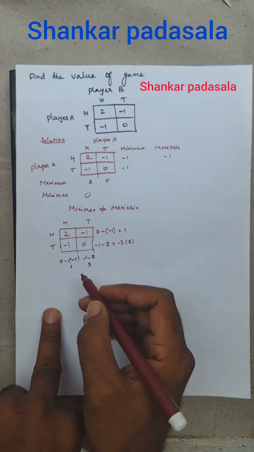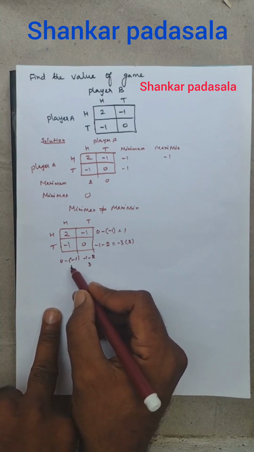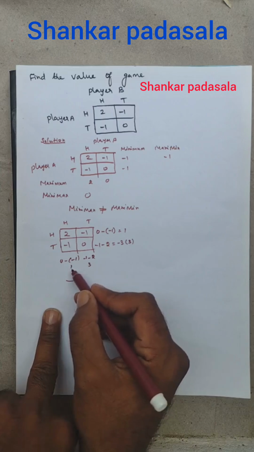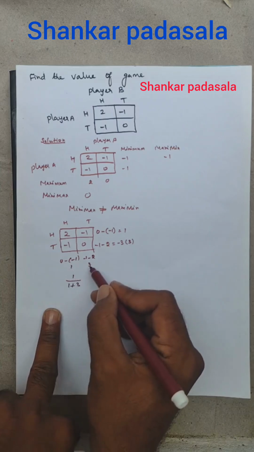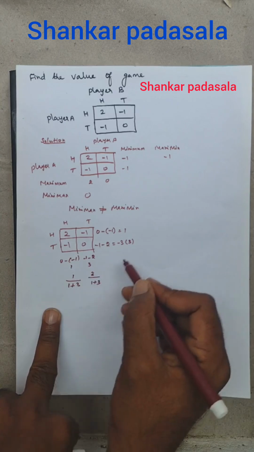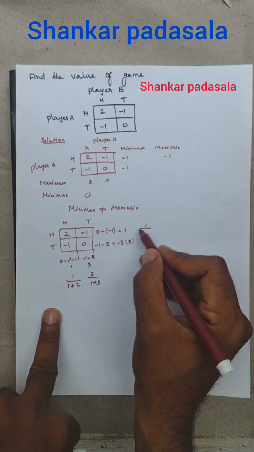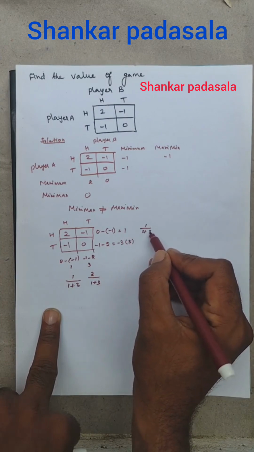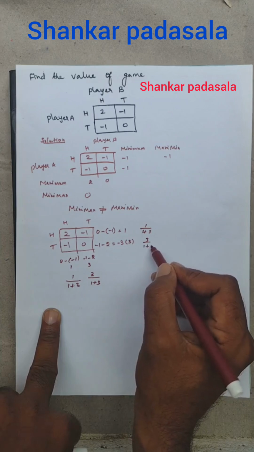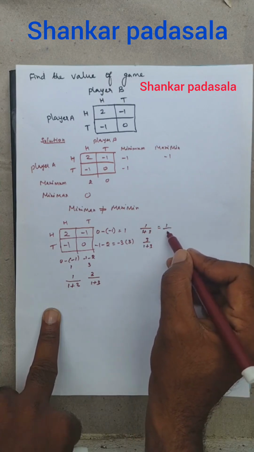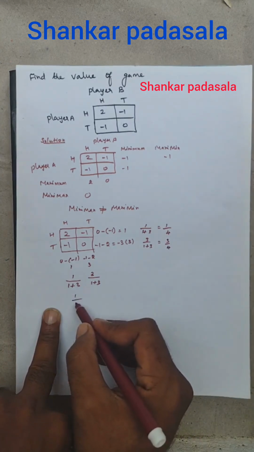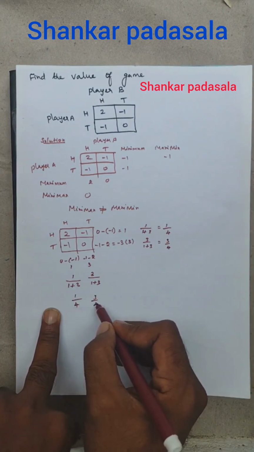So now after this, 1 divided by the sum of both these differences, 1 plus 3. Here 3 divided by the sum of these two values, 1 plus 3. Similarly here also 1 divided by the sum of these values, 1 plus 3. Here 3 divided by the sum of these two differences, 1 plus 3. Here you will get 1 by 4. Here you will get 3 by 4. Here you will get 1 by 4. Here you will get 3 by 4.